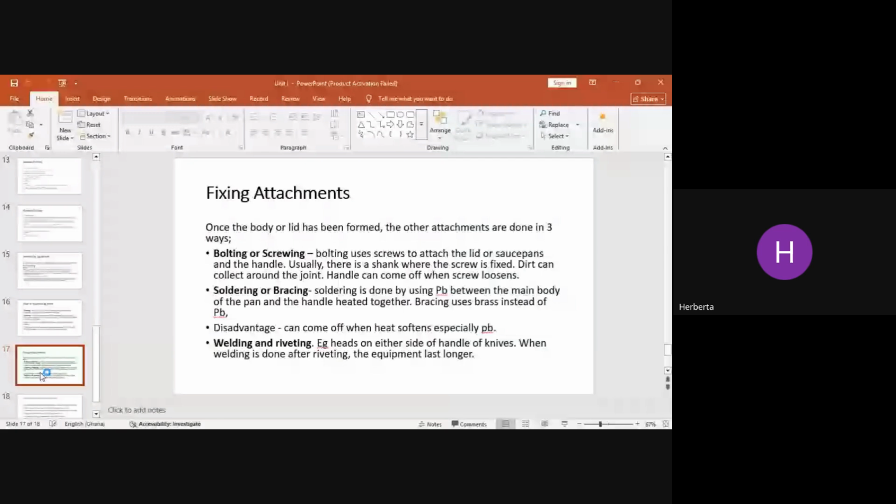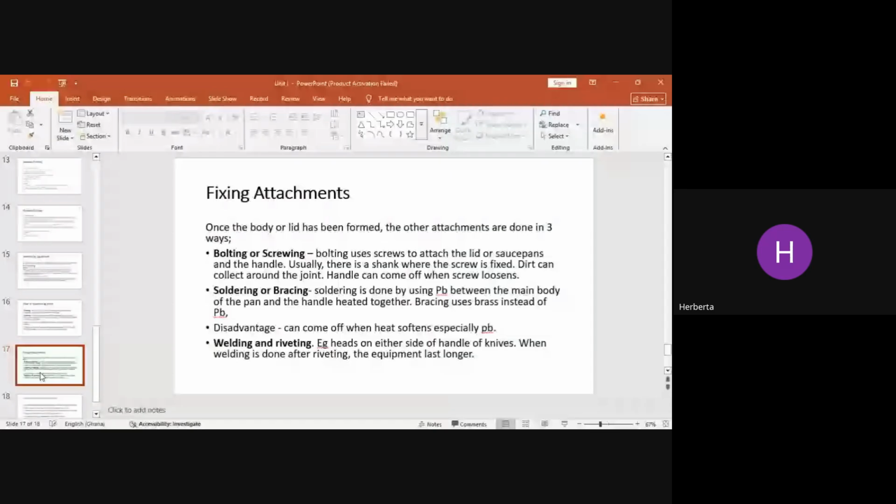Another way of fixing the handles is by soldering or brazing. Brazing is when you use brass. So with this one, you put another metal there before you fix it, with either an adhesive or glue. When the adhesive becomes weak, it easily falls off.